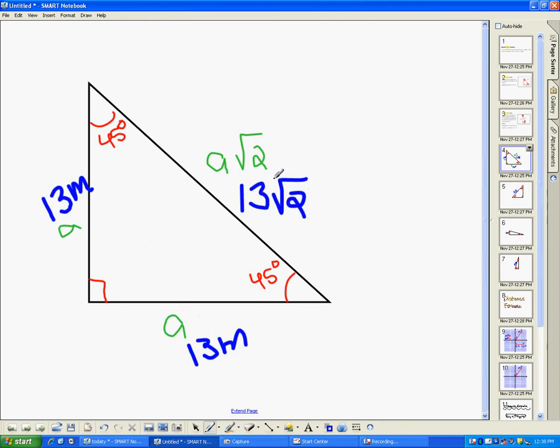Now, if this could be simplified, I would want you to simplify the radical as much as you can, but in this example, this cannot be simplified. So there's nothing that you can do here. This would be your answer here on each of these. And this is meters. Okay?